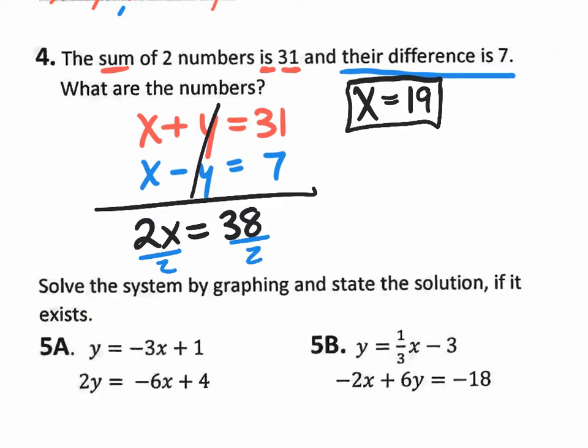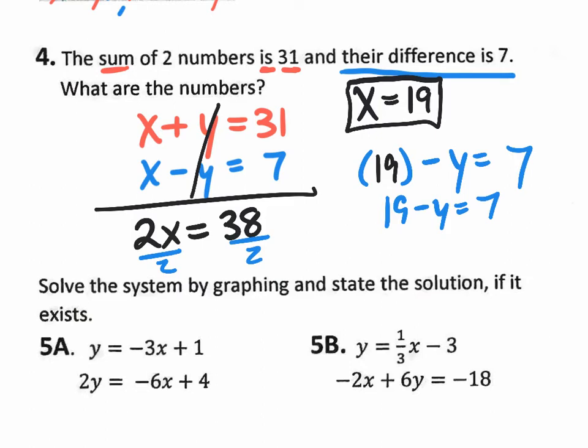We simply plug it in to any original equation. What do you guys want, the red one or the blue one? Blue one, sure, why not? So we have x minus y equals 7. Why did I put parentheses on the x? Because I'm plugging in 19 right in there. Now notice that there's nothing to multiply the 19 by, so it's just simply 19 minus y equals 7. Let me just rewrite it. 19 minus y equals 7.